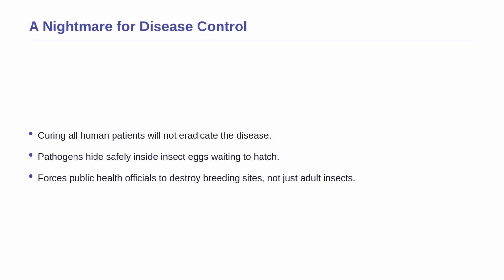Understanding these hidden reservoirs leads us to a critical realization. Vertical transmission is a nightmare for disease control. Why? Because it means that simply curing all human patients will not eradicate the disease from the environment. The pathogen is safely hiding inside the insect eggs, waiting in the water to hatch next spring.